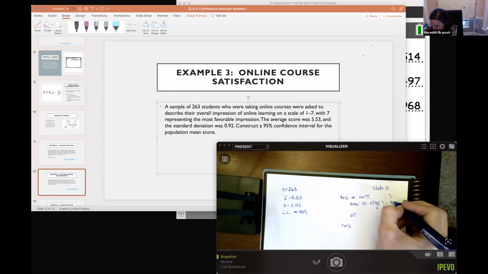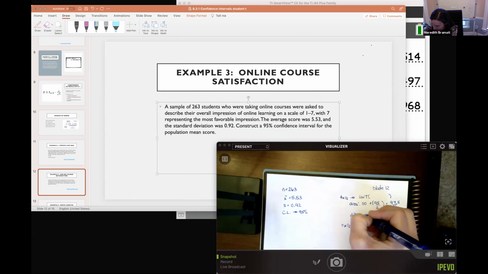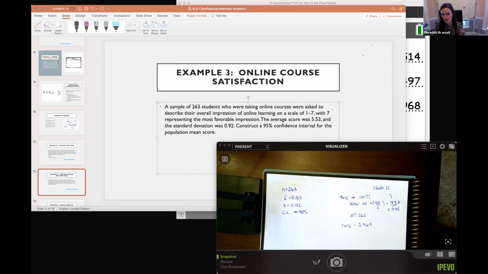So we get 97.5 and we turn that into 0.975. And our degrees of freedom were 262. So our T alpha that we get is 1.969. Excellent job to those that got it. I think I wrote back yes to them, hopefully.